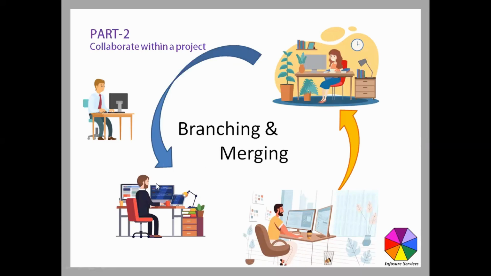Then he brings that branch and does some development in it. So this is a concept called branching. That means from the main releases, one developer, from the master, we can call it either master or main, from the master repository, a branch can be created.